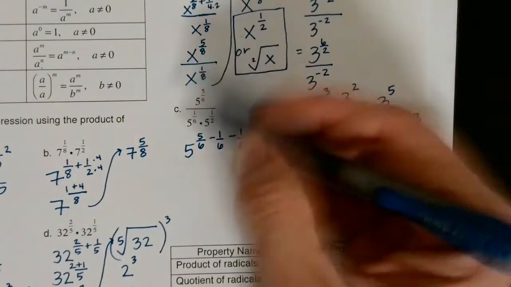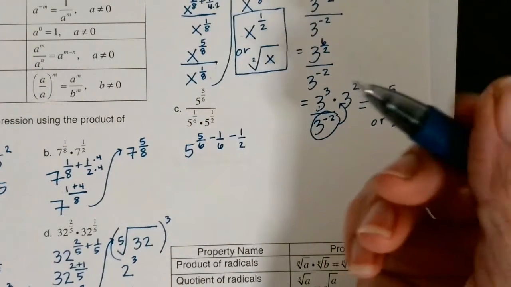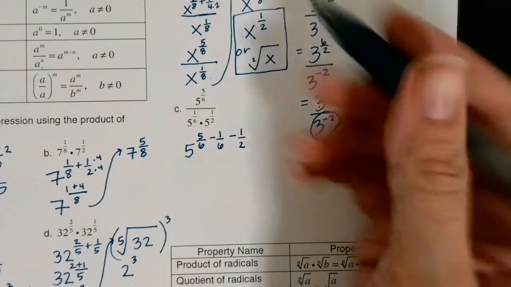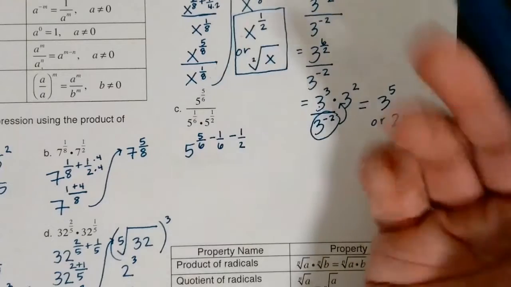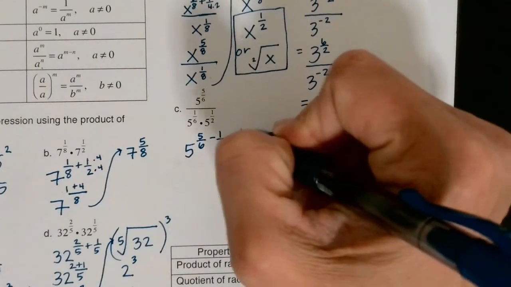Okay, so I subtracted both of them. Why did I have to subtract both of them? Because they are both in the denominator. I could also combine it and then subtract, so there's not just one way to do these.